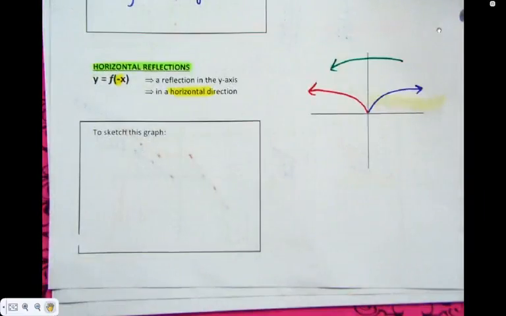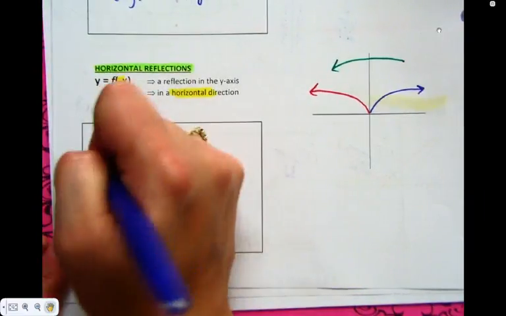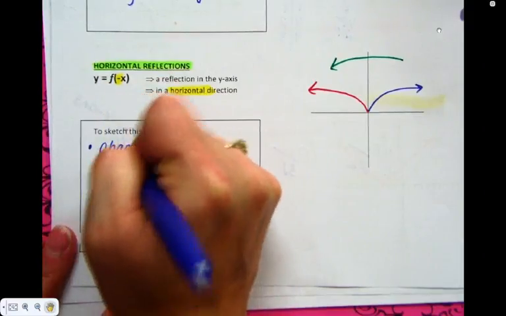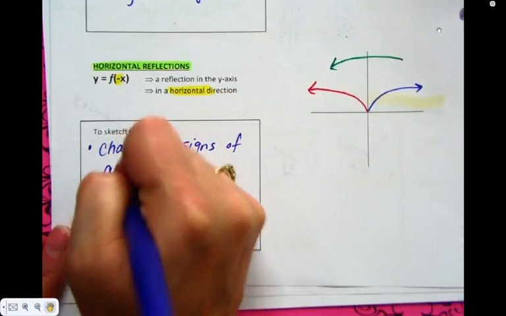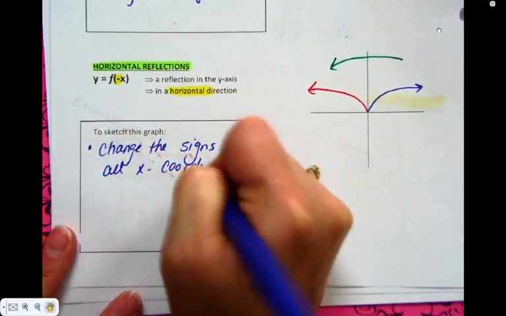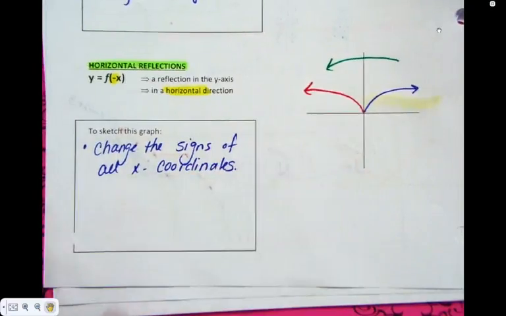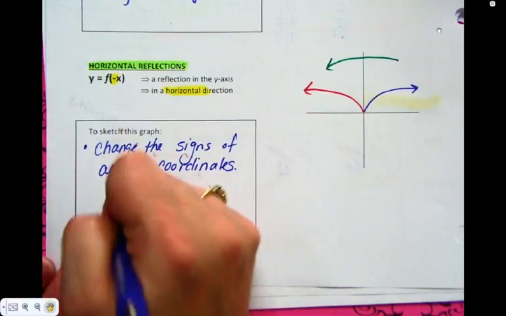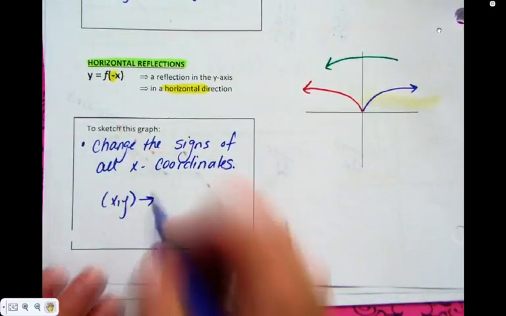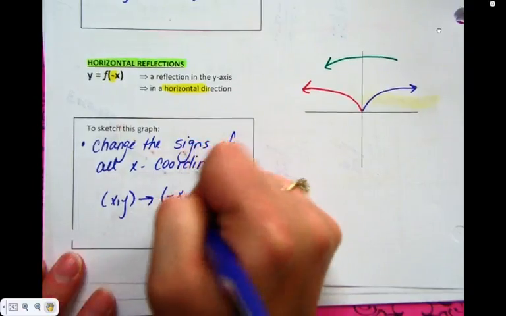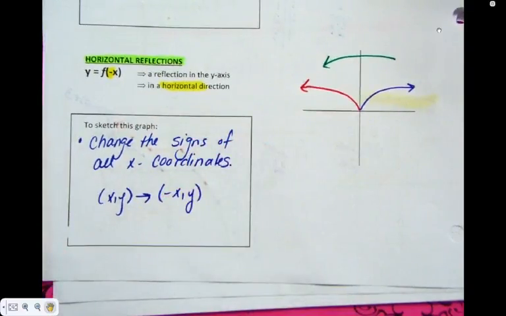Horizontal, how do you think we're going to sketch the graph? Change the signs of all x coordinates. And to use the mapping to say the exact same thing without using the words, it always starts with x, y goes to, and then we use notation to say change the signs, which means we're going to go negative x, y. I'll explain the mapping again as we get into some examples.